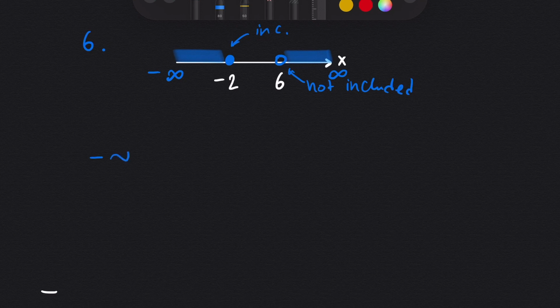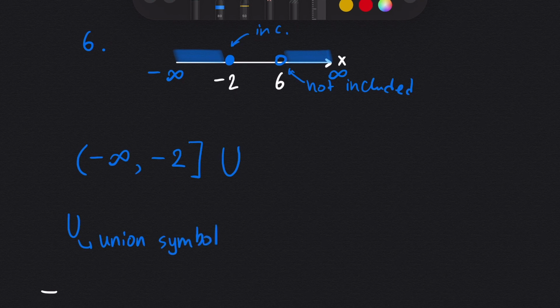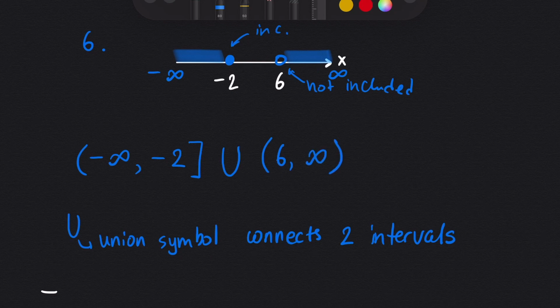Negative infinity is less than -2. That's why I put it on the left side. And we use this symbol. This symbol is the union symbol. It's like a longer U. It connects 2 intervals. And our second interval is from 6 not included to infinity. Not included. That's our answer.